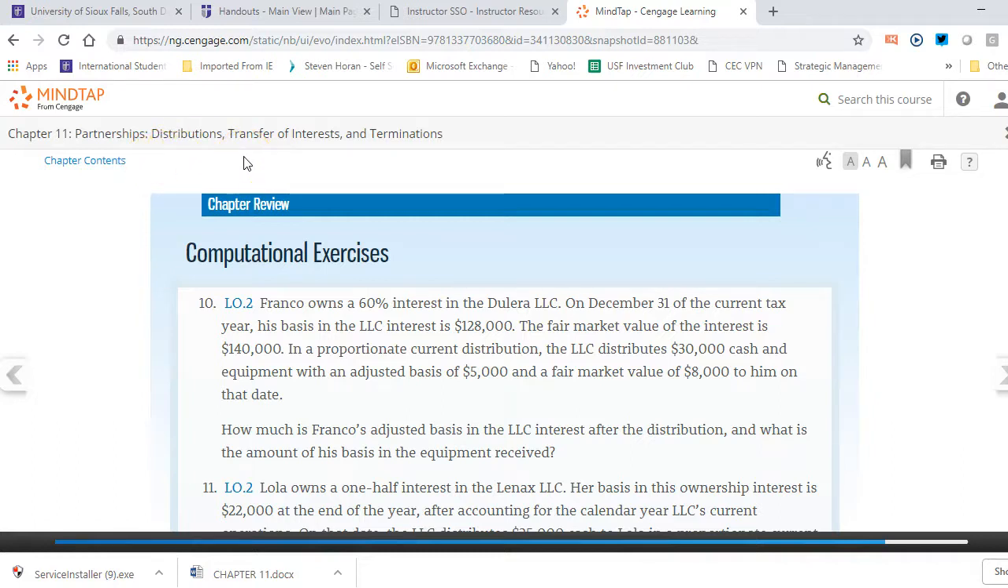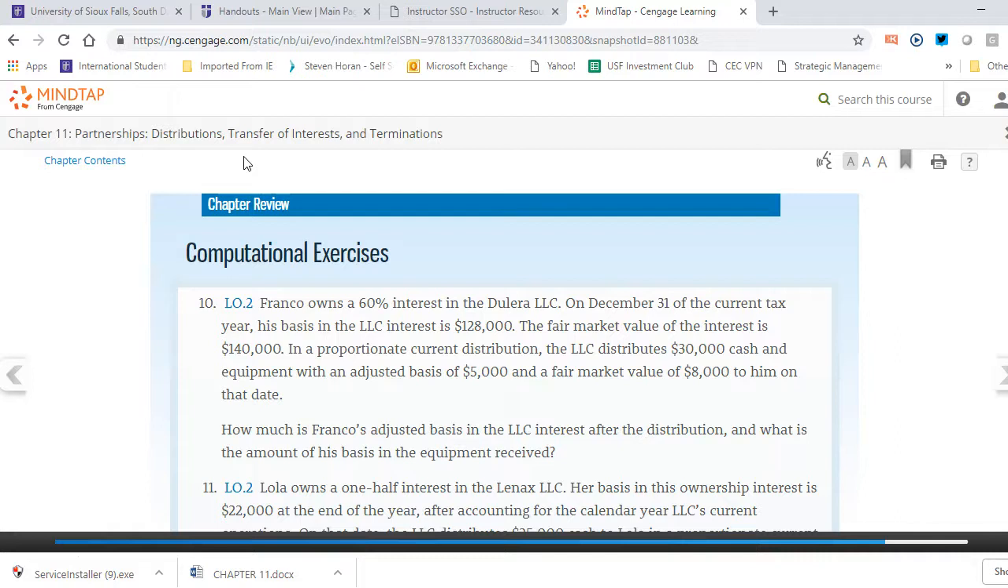Basically, I think Chapter 10 was more about creating a partnership. This chapter is more about what happens after it's been operating, as current partners take distributions out. Then what do we do when the partnership is liquidated, or an individual partner liquidates, wants to get out, sells his or her interest, or the partnership itself just ceases operations, terminates, and so on.